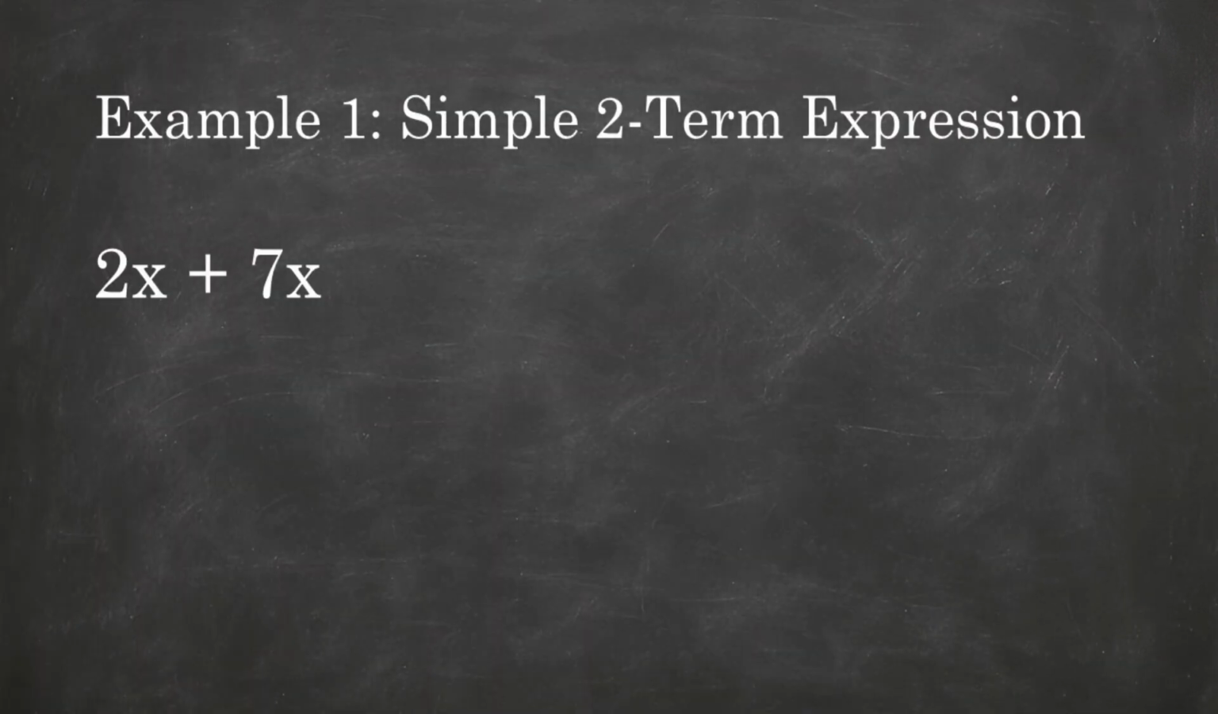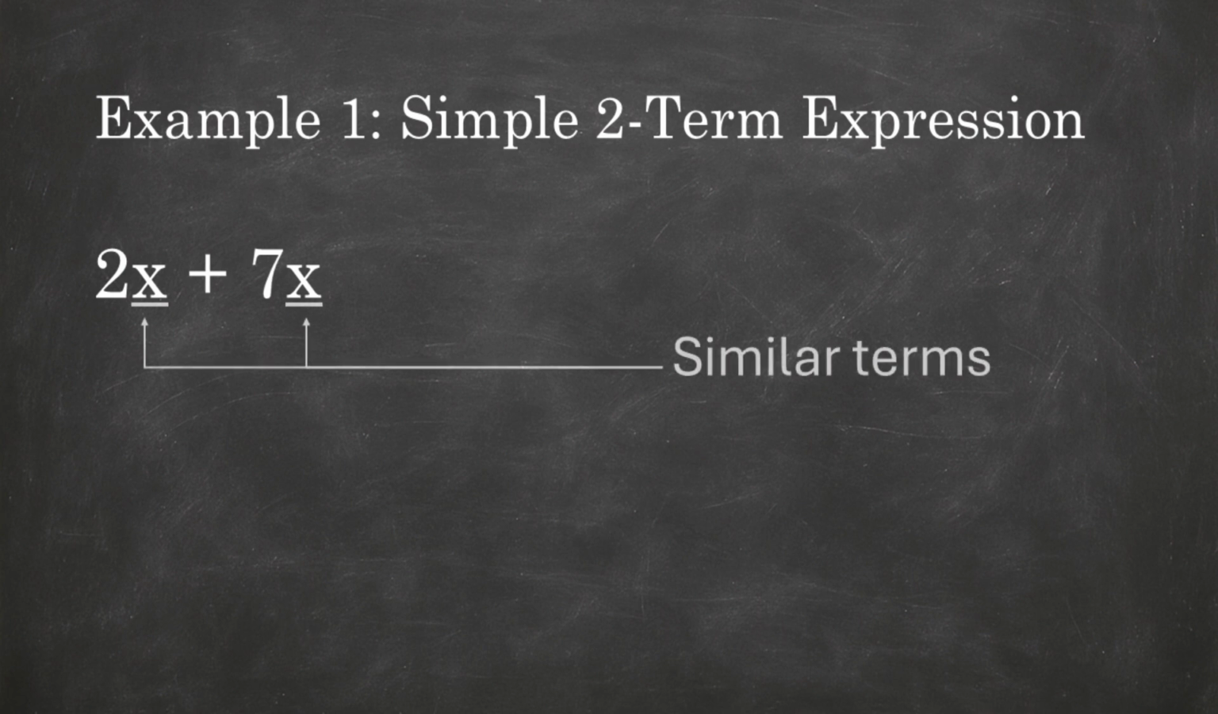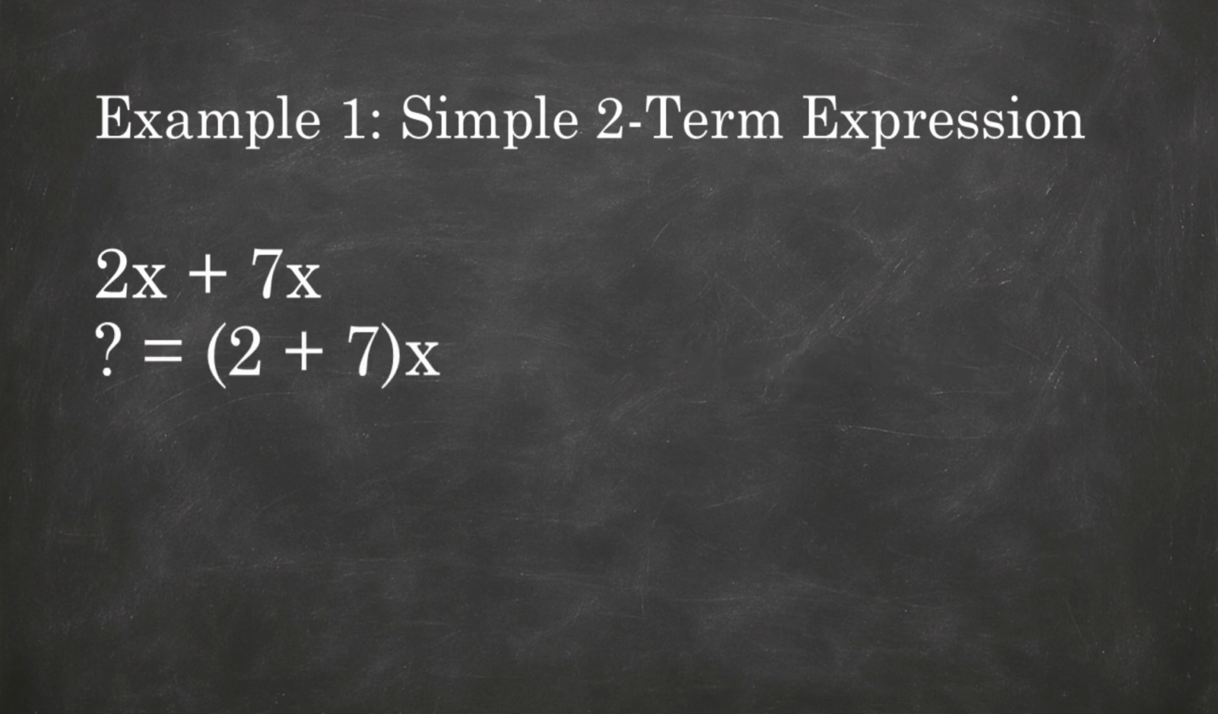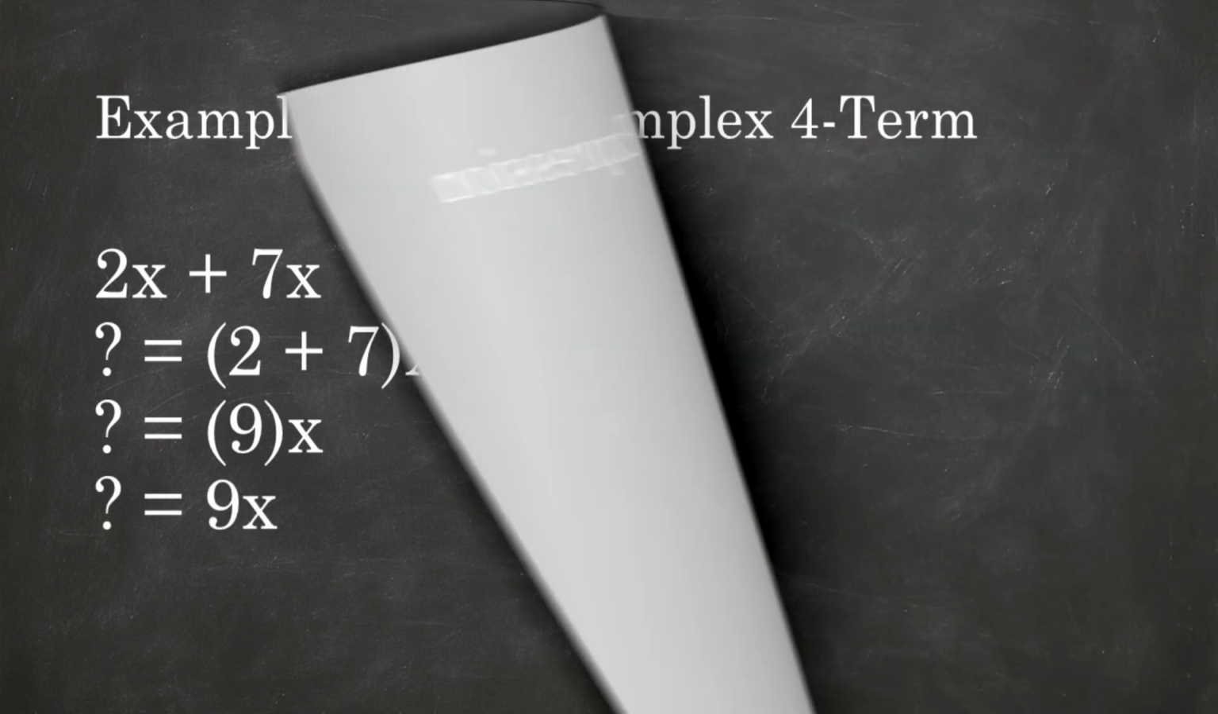Now let's check out a few examples that illustrate terms, coefficients, like terms, and combining them. Identify the terms. 2x and 7x. Both share the same variable x, so they're like terms. The coefficients are 2 and 7. To combine, add the coefficients 2 plus 7 to get 9, so it simplifies to 9x.